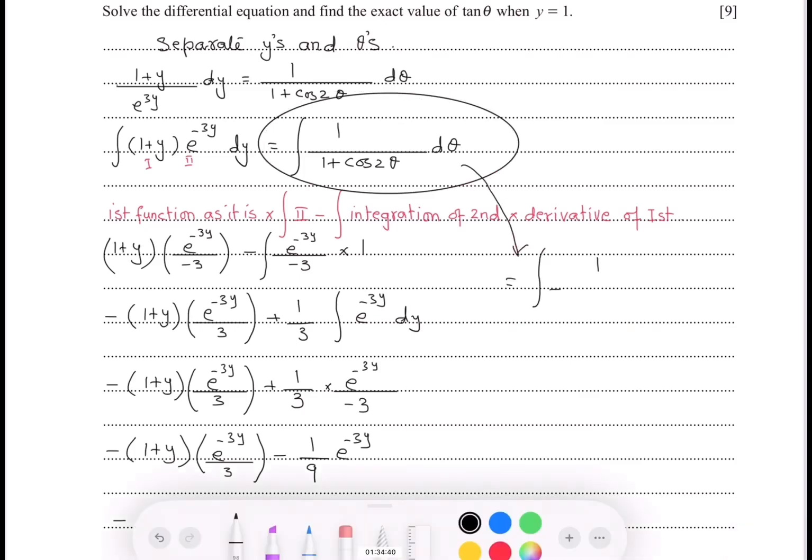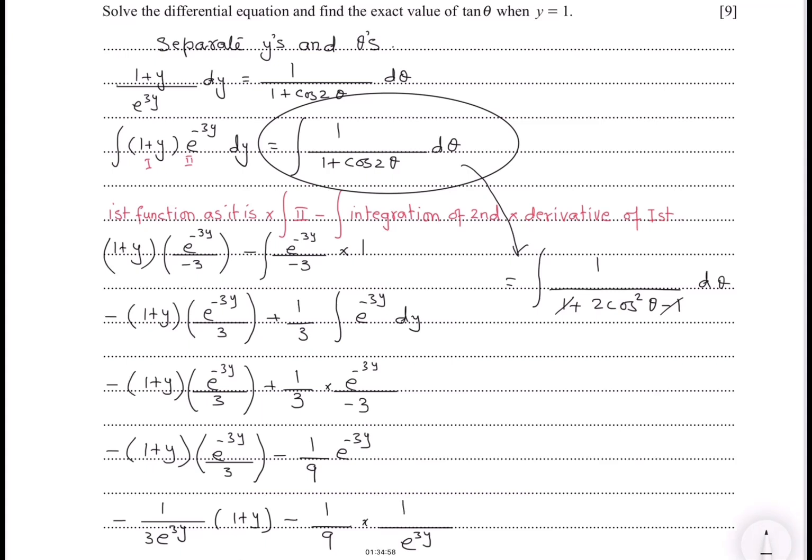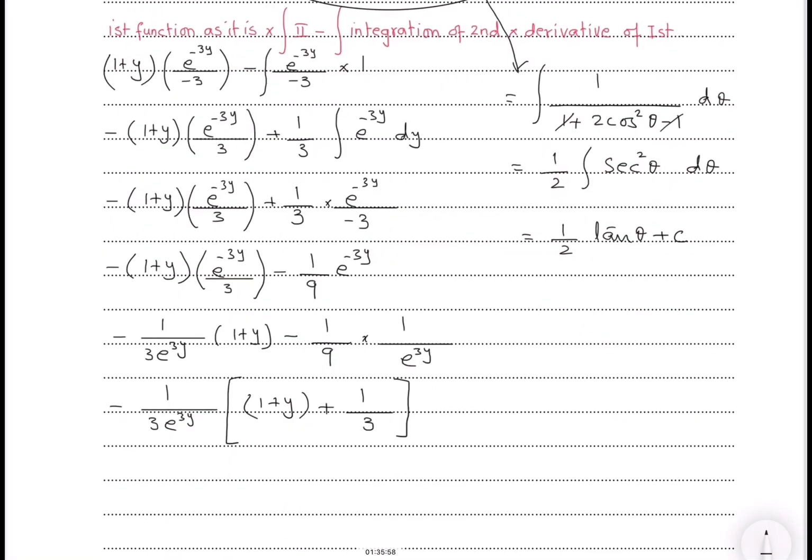Now the second part. So 1 plus cos of 2 theta becomes 2 cos squared theta, minus 1. This is actually an identity. So plus 1 minus 1 gone. So 1 over 2, you can write it outside, and 1 over cos squared theta is secant squared theta. And the integration of secant squared theta is tan theta plus c. So you write it here with it. So that statement has been completed.